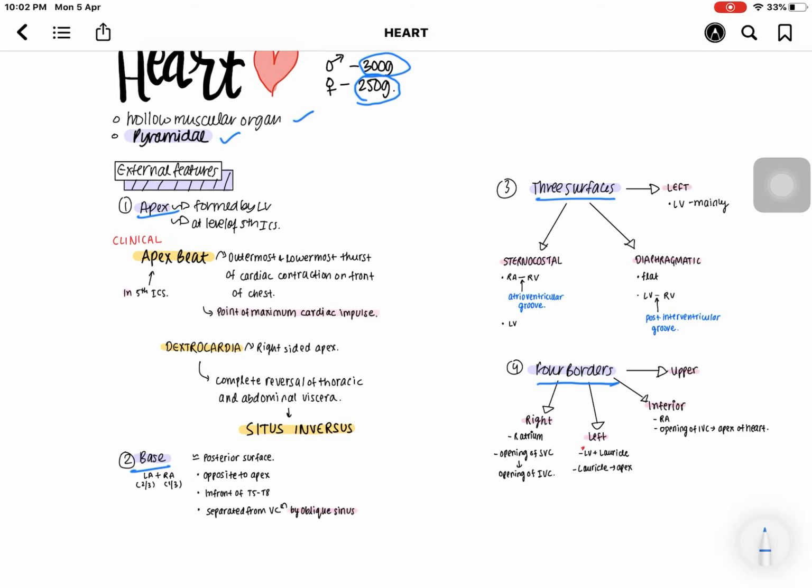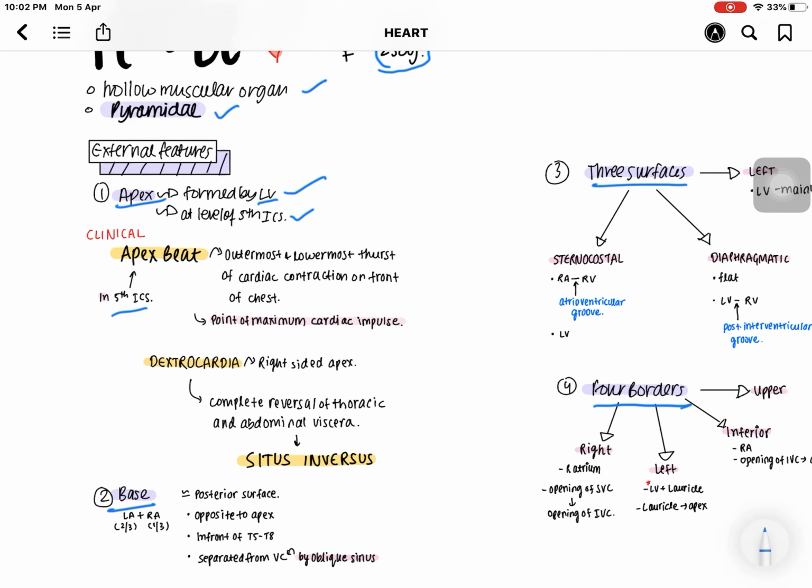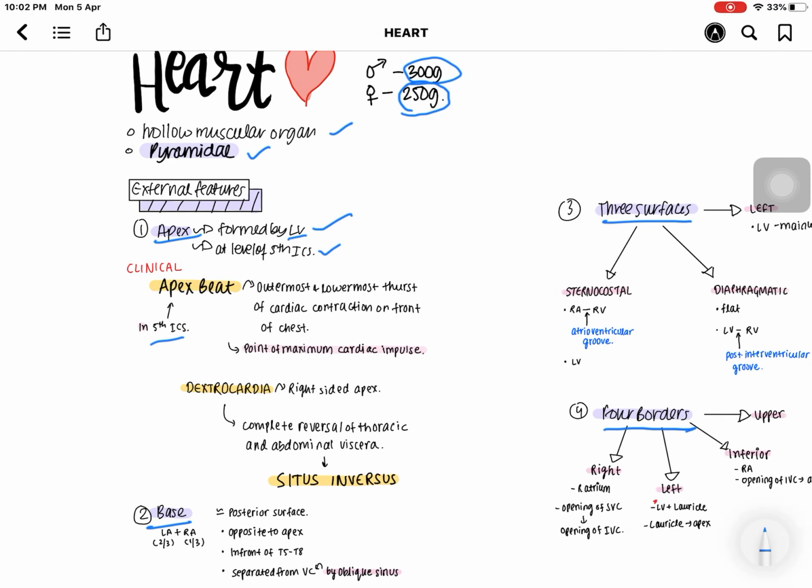Coming to the apex of the heart, it is formed by the left ventricle and it is present at the level of the 5th intercostal space. Clinically, the apex beat is present in the 5th intercostal space. The outermost and lowermost thrust of cardiac contraction in front of the chest is the apex beat, and it is the point of maximum cardiac impulse.